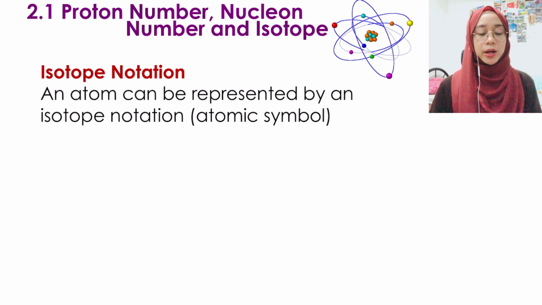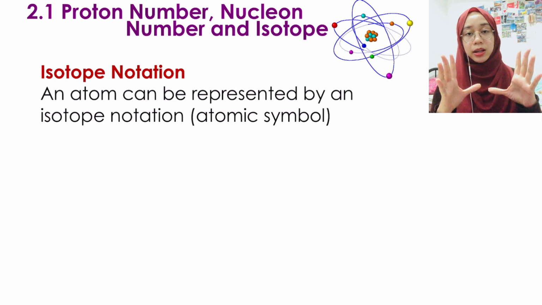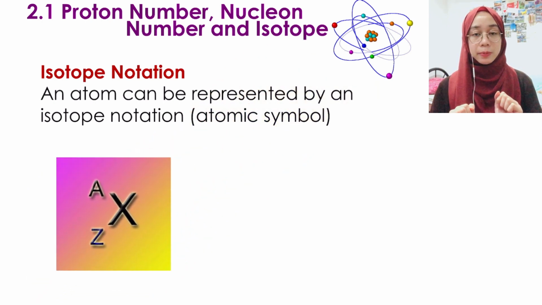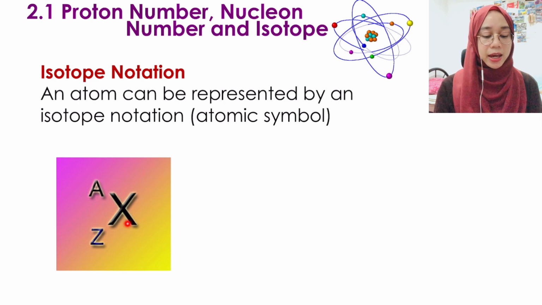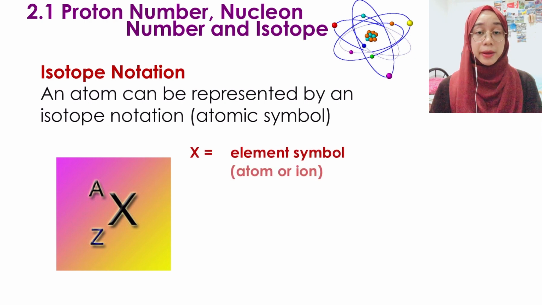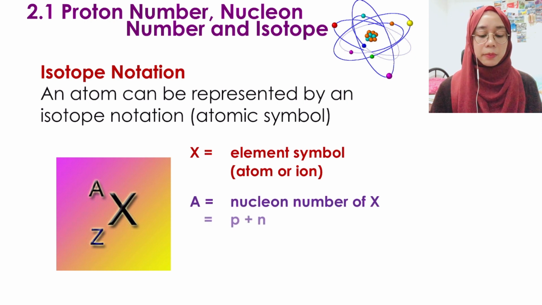Isotope notation is where an atom can be represented in a simpler way, whereby all the information, from only one symbol, we can get a lot of information. Generally, isotope notation has A, Z and X, where X is the element symbol. It might be an atom or an ion. A stands for the nucleon number of X, and the formula to calculate it is P plus N, where P is proton and N is neutron.